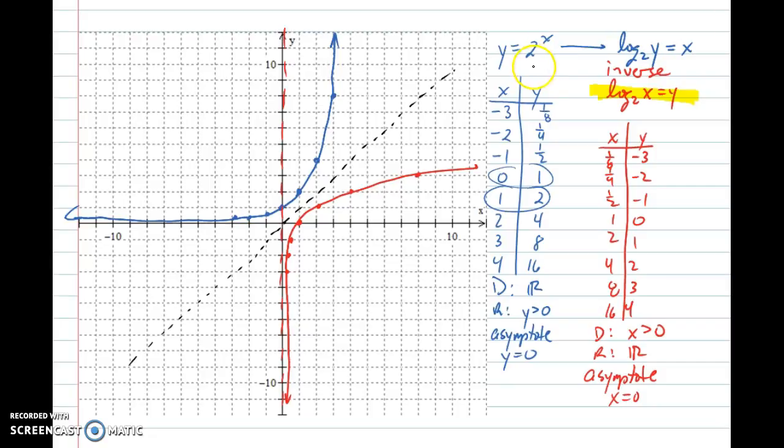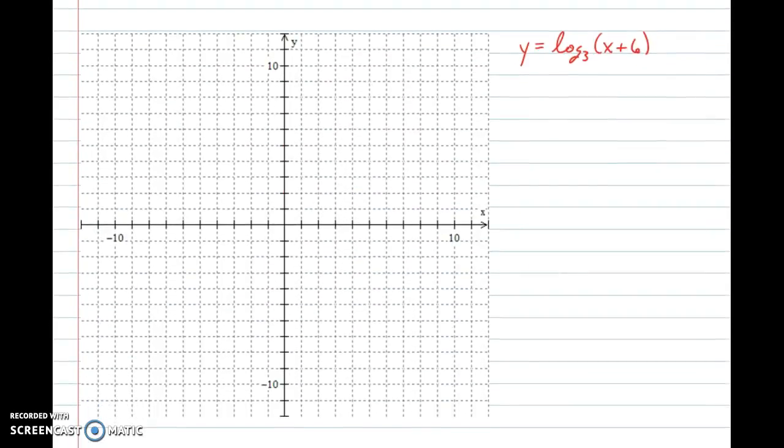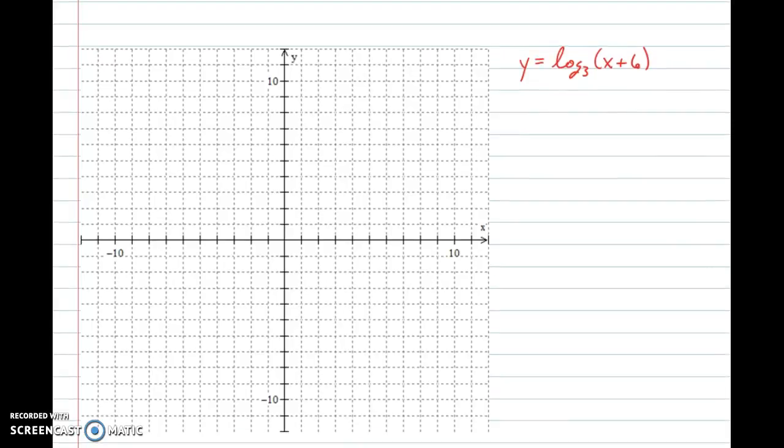And if we know the corresponding exponential function, we can graph the log function pretty nicely. Let's take a look at another example. This one, we're going to start with the log function. What we want to do is identify the key features of this one and then graph it as well.